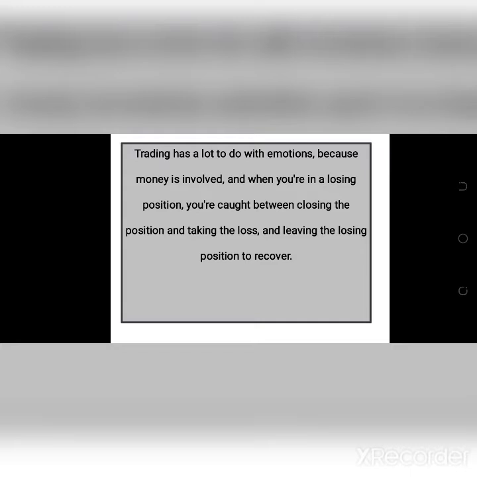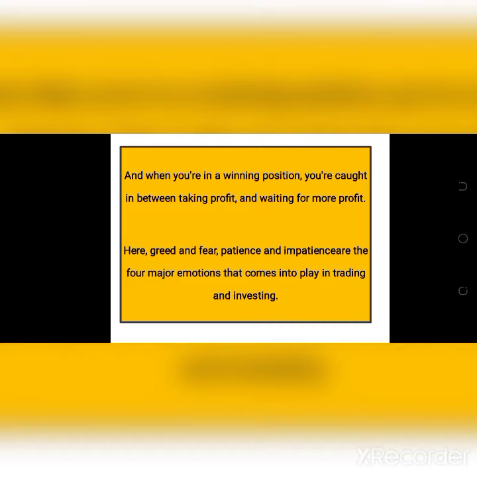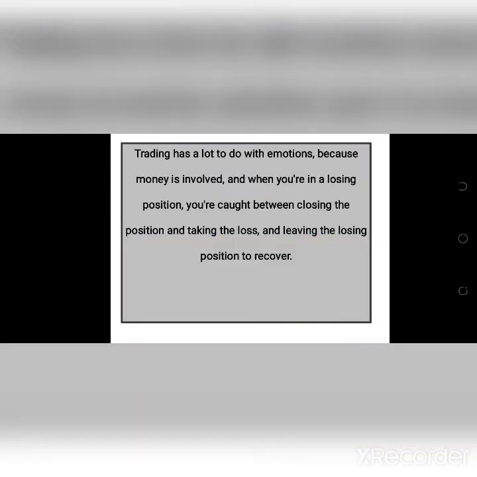Right. So when you are in a losing position, you are caught in between: should I close this position and cut my loss, or should I just leave it since the market has the potential to recover? Now, as we are thinking about that, you are keeping another eye on your liquidation price. Okay, so it has a lot to do with emotions, but as a trader, you need to know how to balance things, how to think with your head and not your heart. Okay, so you do the right thing and not what you think is the right thing.